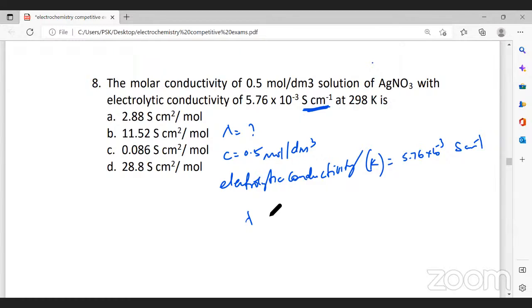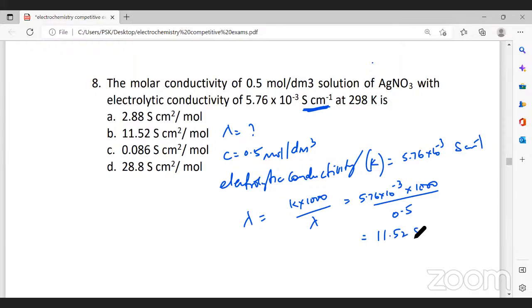So what will be that lambda now? Lambda, same formula: kappa into 1000 divided by the concentration. It is equal to 5.76 into 10 to the power minus 3 into 1000 divided by 0.5. On simplification, the answer we will get is 11.52 Siemens centimeter square per mole. See here, you should ask me a question: why have they given the temperature? Here, temperature has no role, right? Therefore, to confuse you with the question, they've given you the temperature.